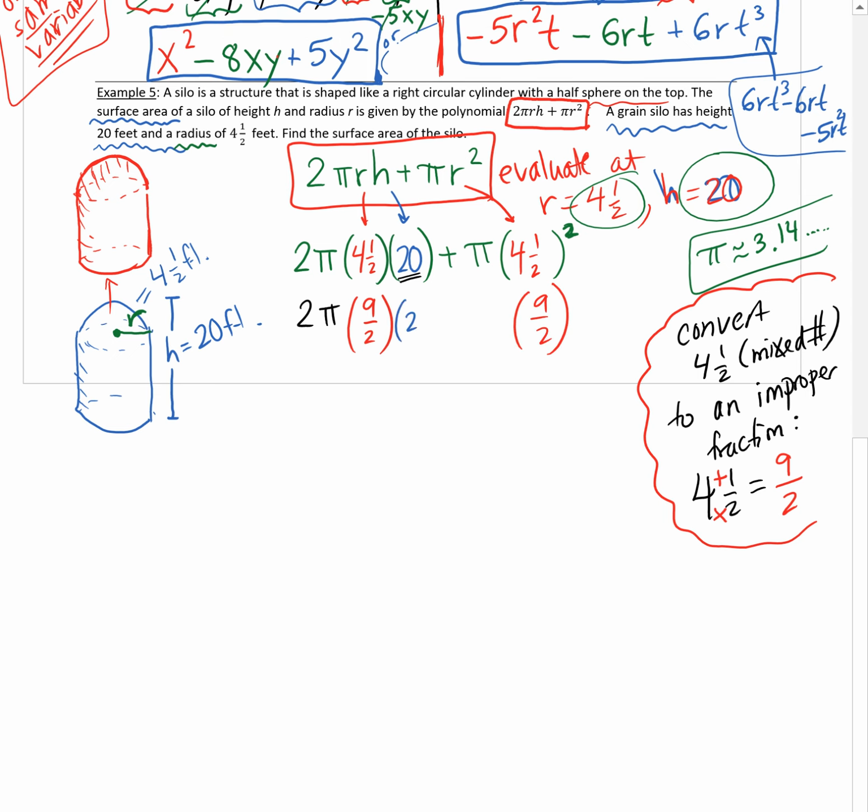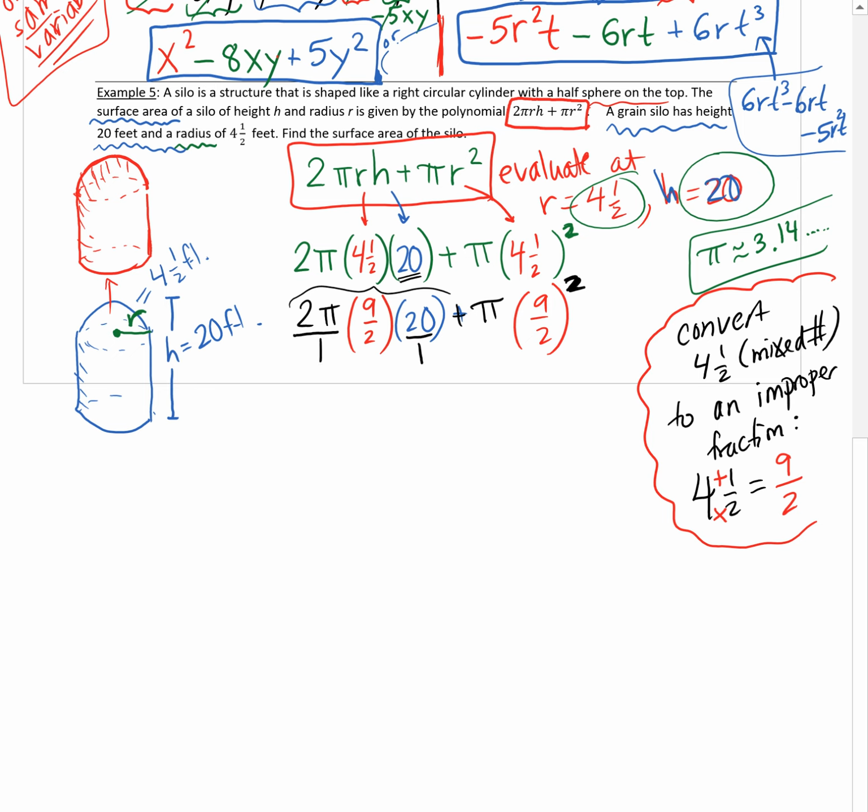And then I still have a 20 here, still have a pi here, and I still have a square here. Alright, let's see what we can do. Well, this is one big term here. I'm multiplying a bunch of stuff together: 2 times pi times 9 halves times 20. In order to multiply, these are like whole numbers times fractions.